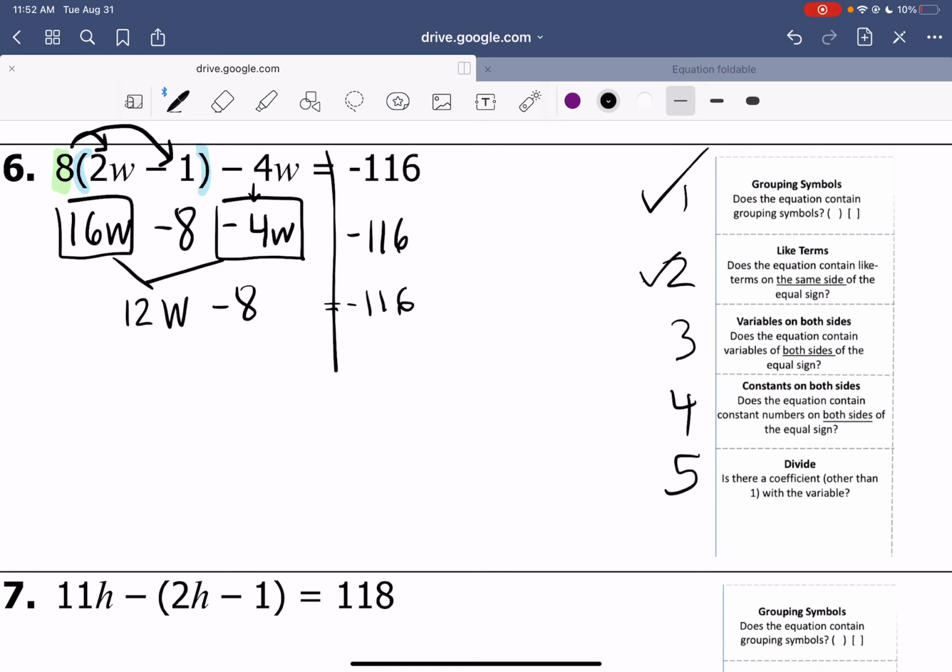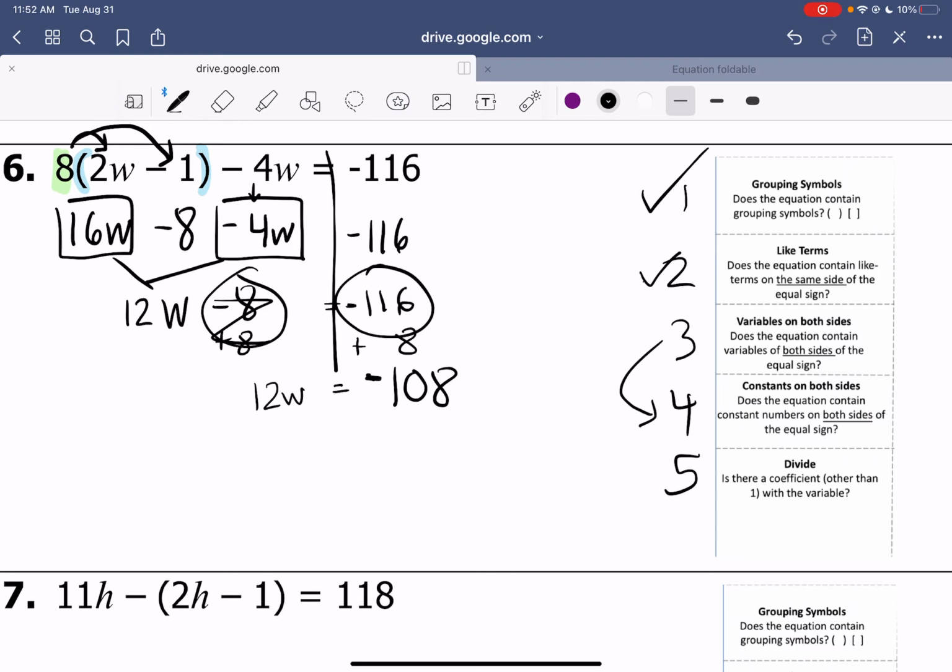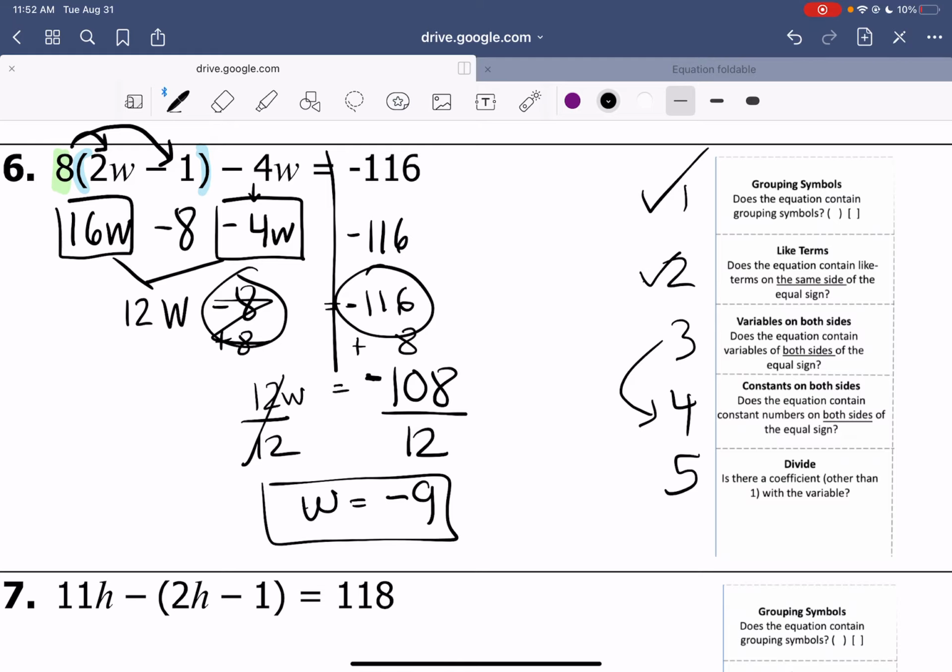All right, so we don't have variables on both sides, but we do have our constant numbers here. So we're going to add 8 because that's on the same side as the variable, because we want to get the w by itself. So that becomes 0 on the left. Now we're left with 12w equals negative 116 plus 8, which is negative 108. And then we're going to divide both sides by 12. And then we're left with w equals negative 9. So I've just kind of been going through those quickly.